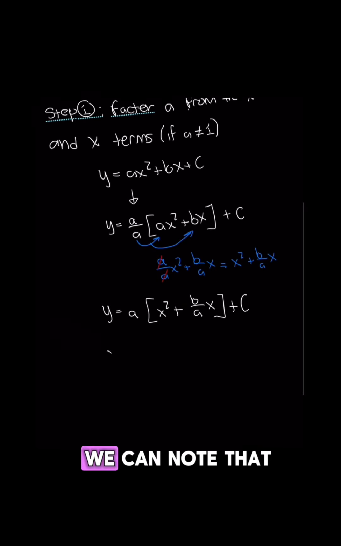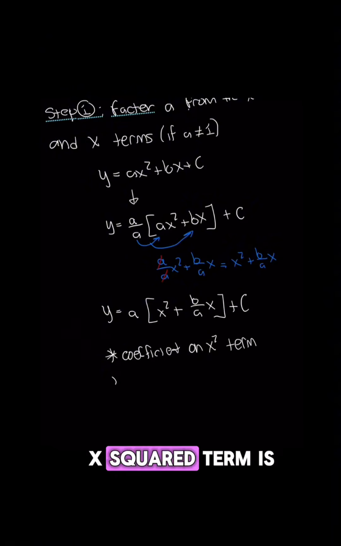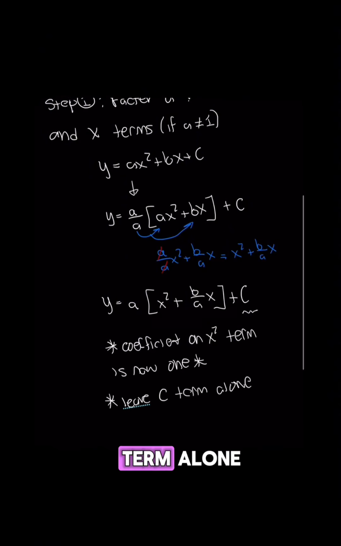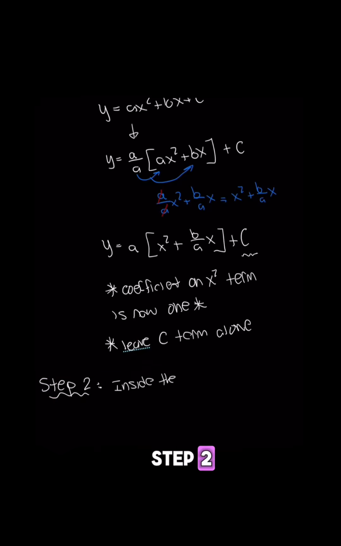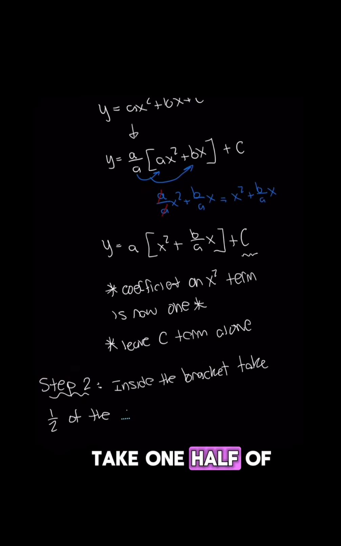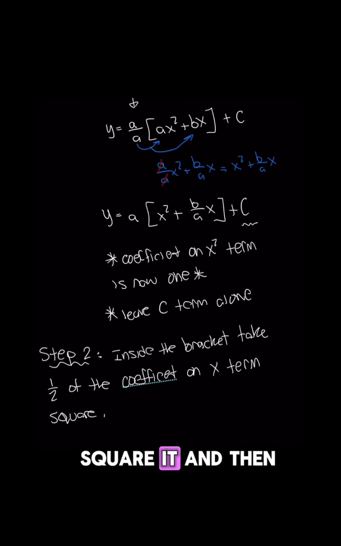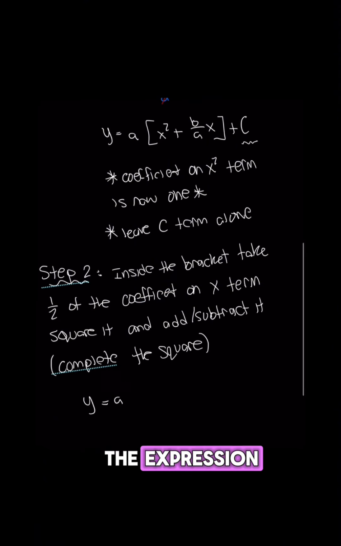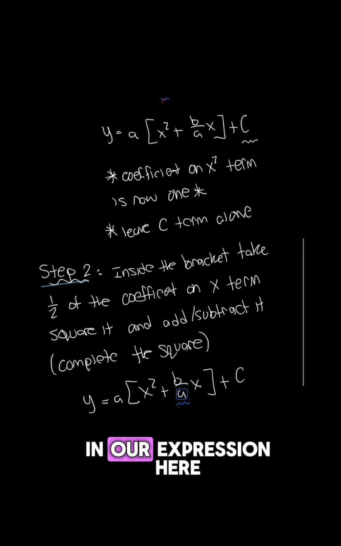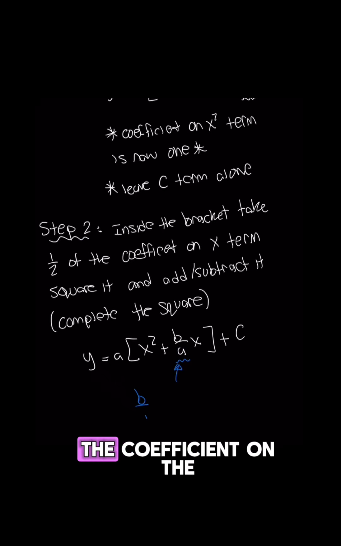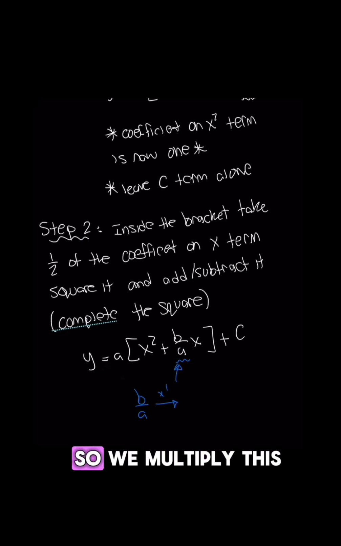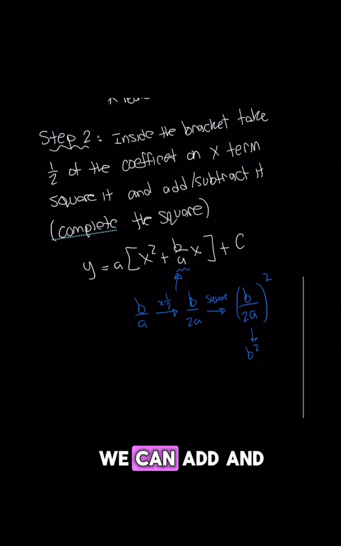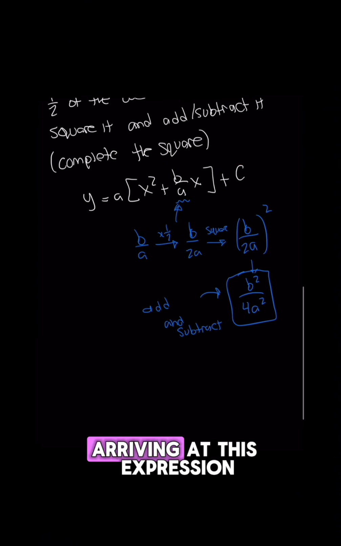We plug that in. We can note that the coefficient on the x squared term is now just 1, which we want. And we can also note that we left the c term alone outside of the bracket. Step 2, inside the bracket, we take 1/2 of the coefficient on the x term, square it, and then add and subtract it. Essentially, what we're doing is completing the square for the expression inside the bracket. So in our expression here, we can identify that the coefficient on the x term is b over a. So we multiply this by 1/2, and then we square it, which we get this here, and then we can add and subtract by it, like so, arriving at this expression.